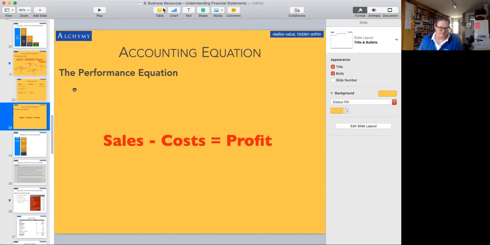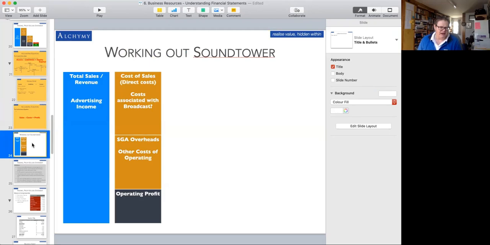Now, it will vary business to business. So in some businesses, we'll have different types of sales. This is a case we're going to be looking at in financial awareness, where we look at sales and advertising income, and we look at how costs break down in that case as well.